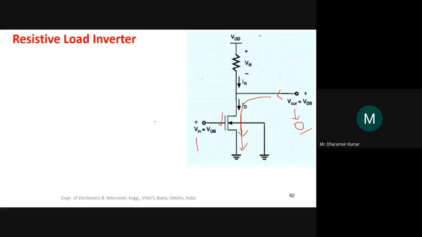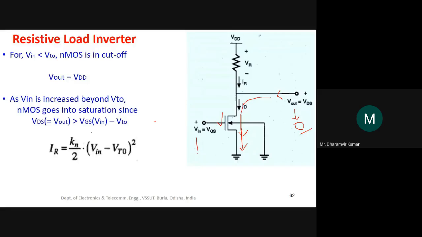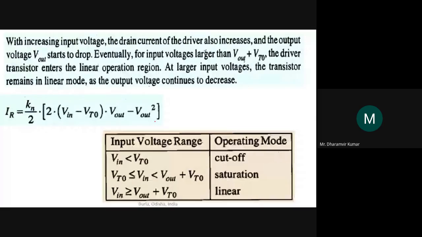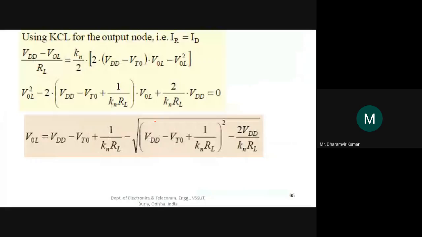And we had seen three conditions: the cutoff, saturation, and the linear. These three conditions are tabulated in this table format. Try to understand this, then we will analyze it further in the next class. We will try to figure out the four parameters that we had defined for finding out the noise margin. And what were those parameters? They were VOH, VOL, VIH, and VIL. We will see how to calculate these parameters in the next class.